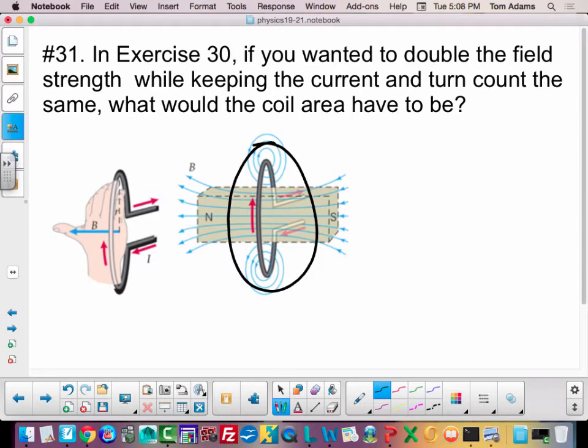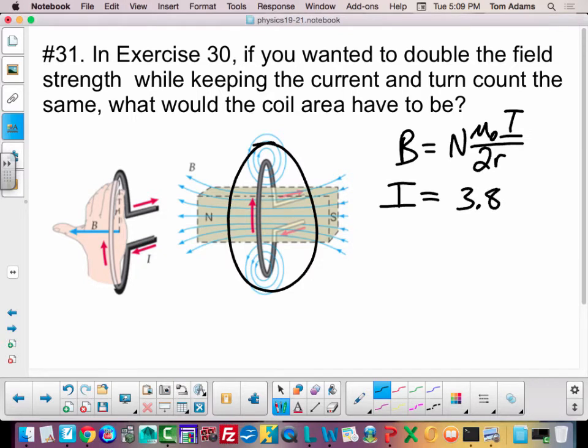It's the same thing. So anyways, in problem number 30, we were reminded that the relationship of the magnetic field around a circular coil is the field is equal to the number of loops times the constant of permeability of free space times the current all over 2 times r, where r is the radius of the circle. Okay. And in that particular case, they gave us all the information and asked us to find the current. And so if you work through problem number 30, you ended up with a current of 3.8 amps.